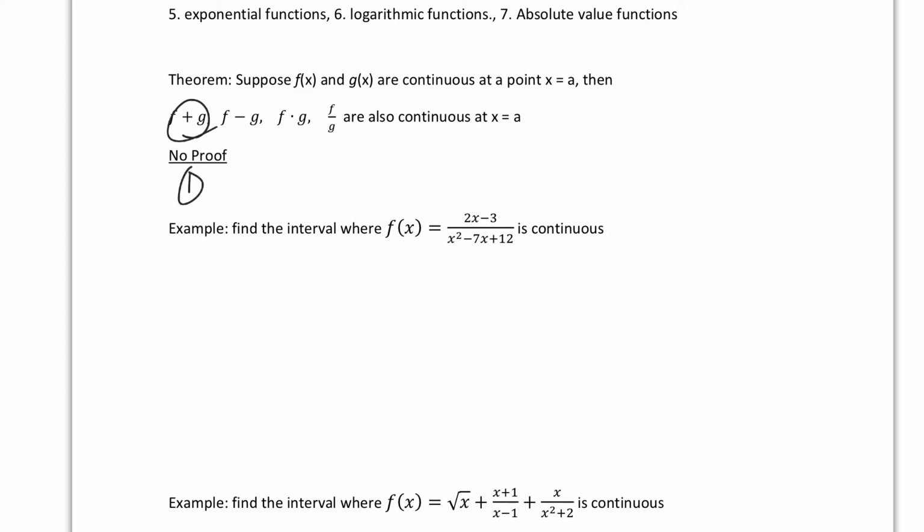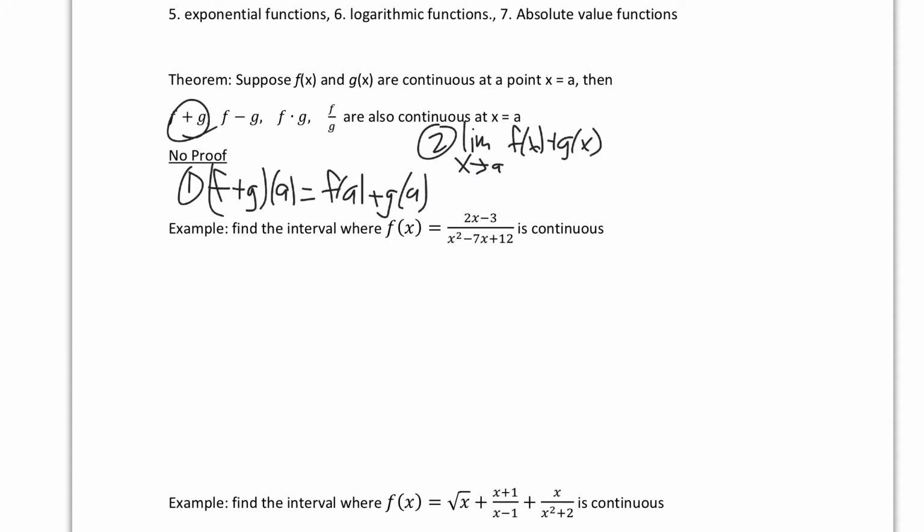For number 1, f plus g of a would be f of a plus g of a. That's how we do addition when we look at functions. If you're going to do f plus g of a, you just do f of a and you add g of a. Now, if you're going to do the limit as x approaches a of f of x plus g of x, well, remember we have a limit law. Limit law 3 allows us to add the limits. So this becomes the limit as x approaches a of f of x plus the limit as x approaches a of g of x. And this is limit law 3.